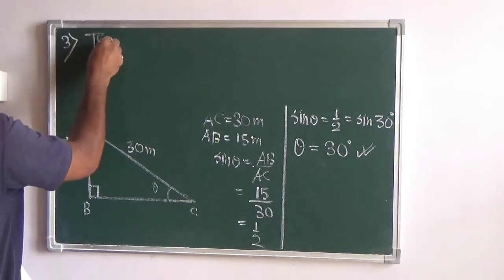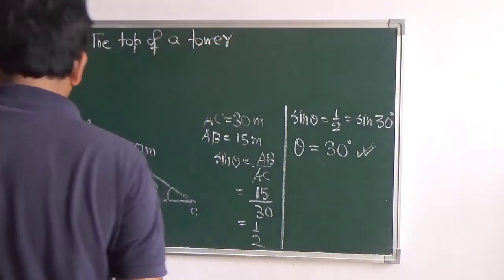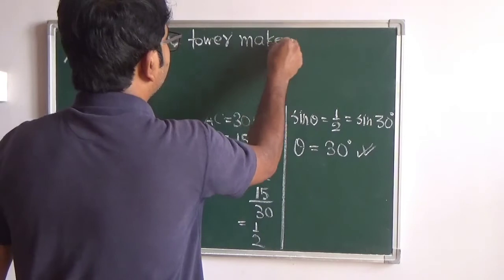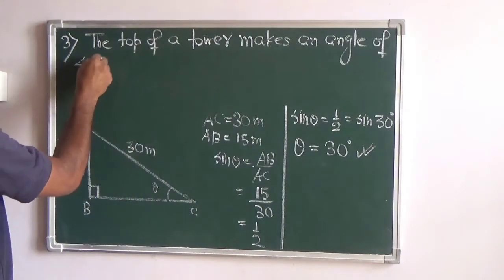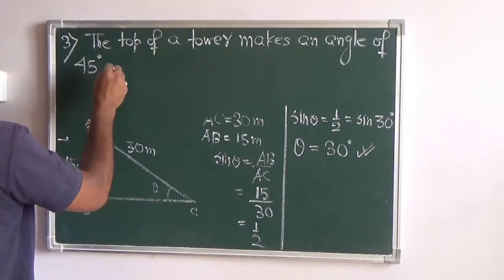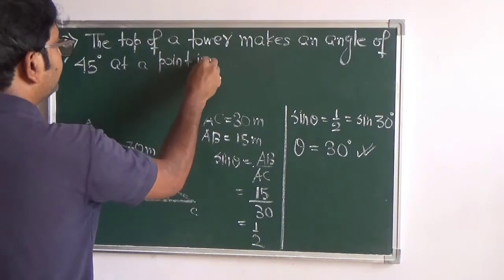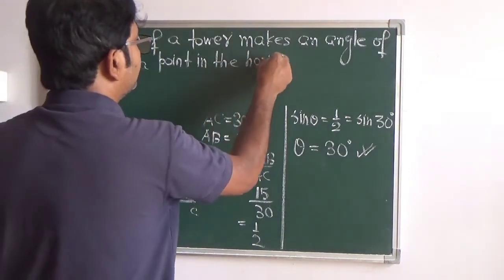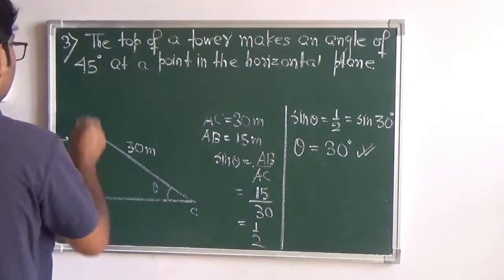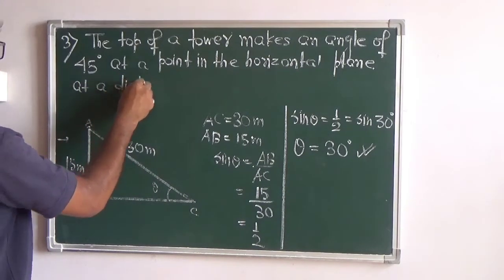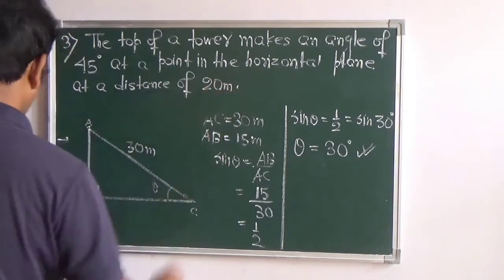The top of a tower makes an angle of 45 degrees at a point in the horizontal plane at a distance of 20 meters. Find the height of the tower.